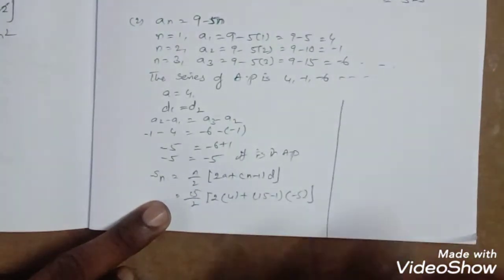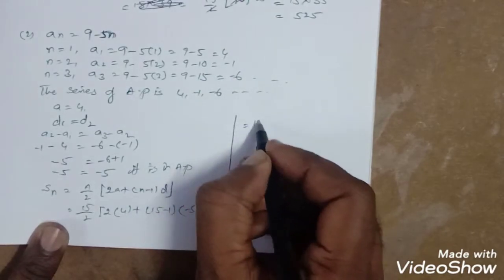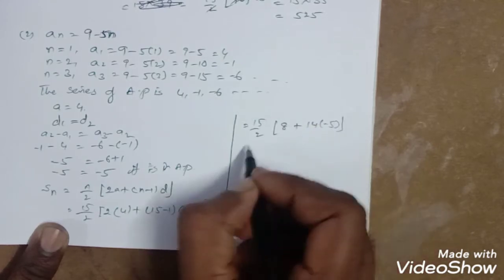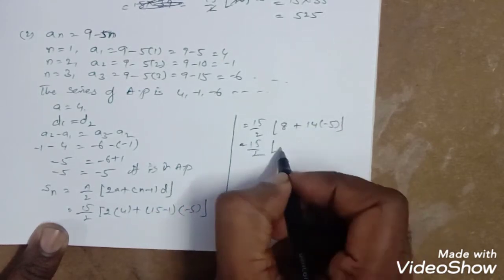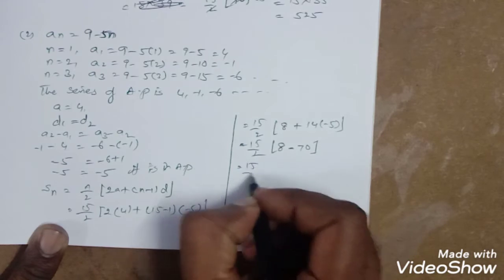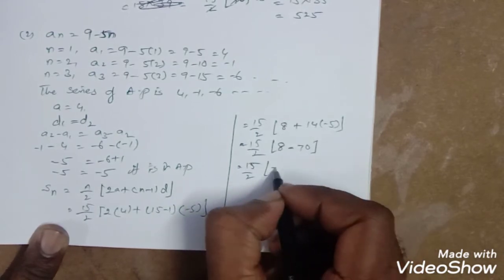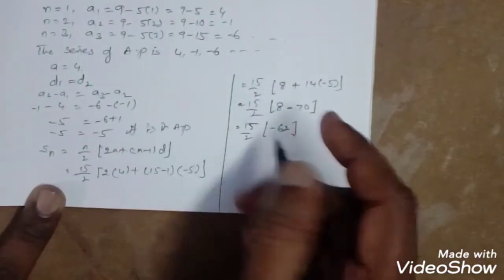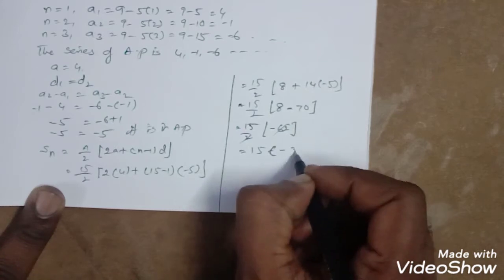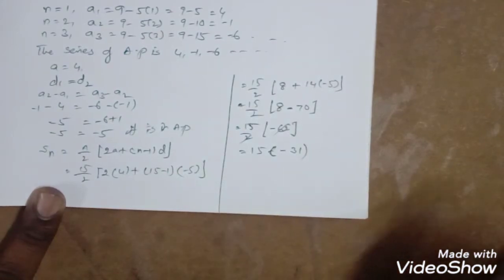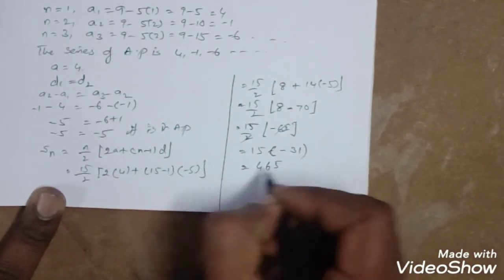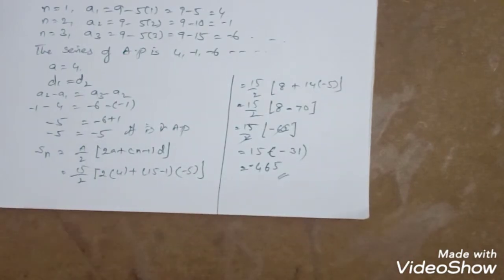Now calculate. You will get 15 by 2 into 8 plus 14 into minus 5. Now 15 by 2 into 8 plus minus 14 fives, you will get 70. So 15 by 2 into 70 minus 8 is minus 62. Now cancel this with 2, you will get 15 into minus 31. Now multiply 15 into minus 31, so you will get the total sum 465, that is minus 465 is your answer.